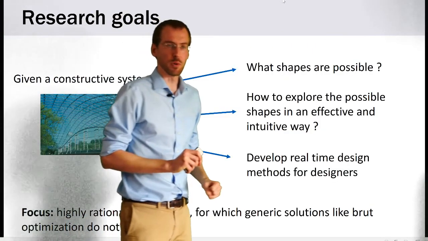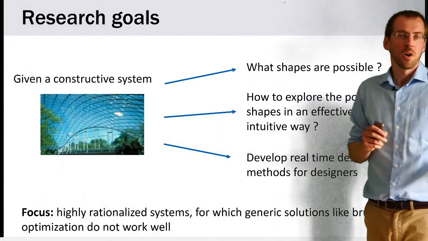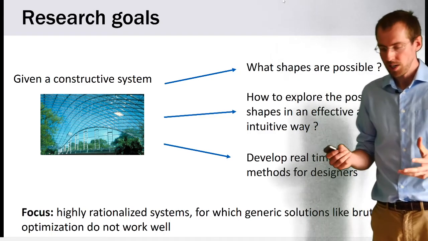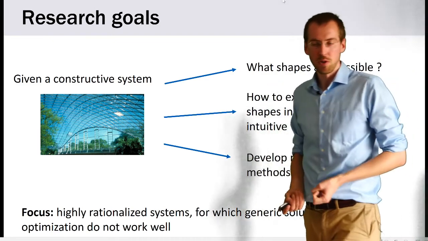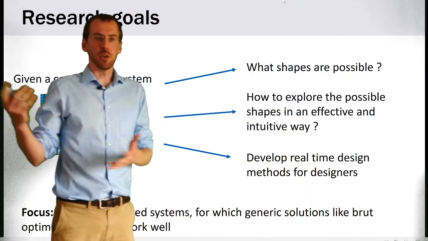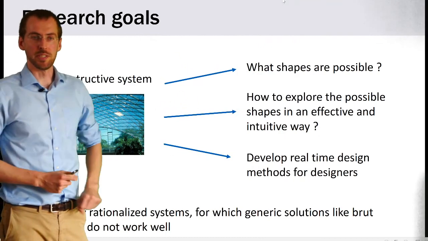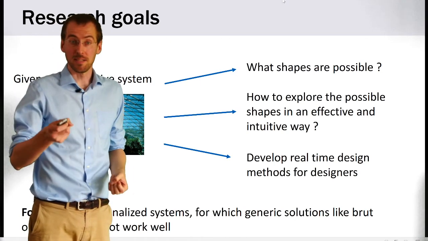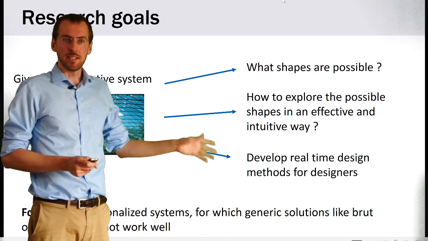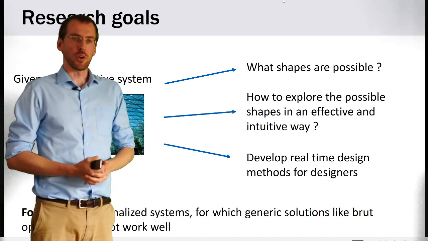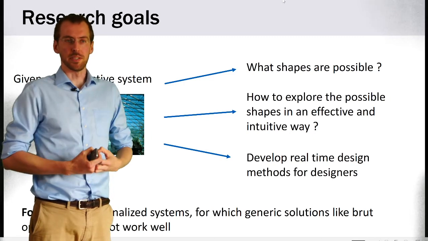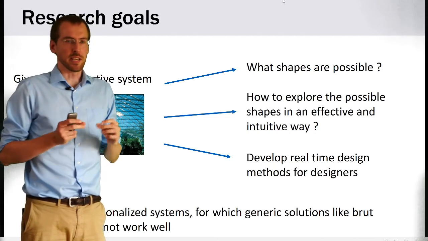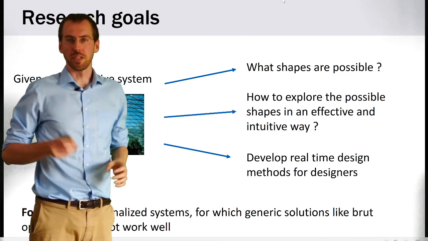Now, in this PhD, we focused on the following question. Given a certain constructive system, for example, let's say we want to build a grid shell, a grid of steel bars covered with planar quadrangles, what shapes are possible? Not any shape, not any pattern is possible with these details. And then the second question is, how can we explore these possible shapes in an effective and intuitive way, such that we can give designers real-time tools to actually design and construct objects with these surfaces. We're going to focus on highly rationalized systems for which there is no generic solution like brute force optimization that you can apply directly.